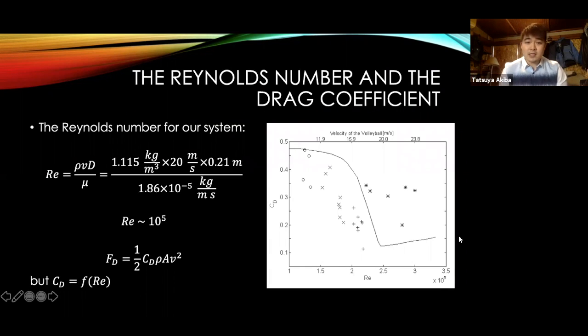Now, one non-dimensional number that is really important in our system is the Reynolds number, the ratio between the inertial forces and the viscous forces. In this system, this is a very high Reynolds number system, around 10 to the 5. It turns out that the drag coefficient is actually a function of the Reynolds number, as shown right here in the figure. So this is the first effect that was taken into account: the drag force.